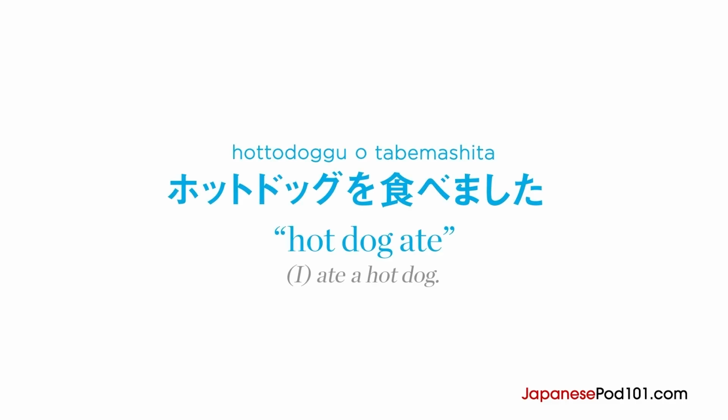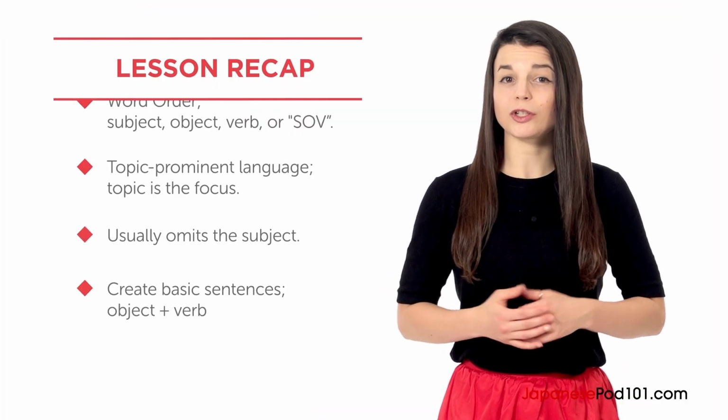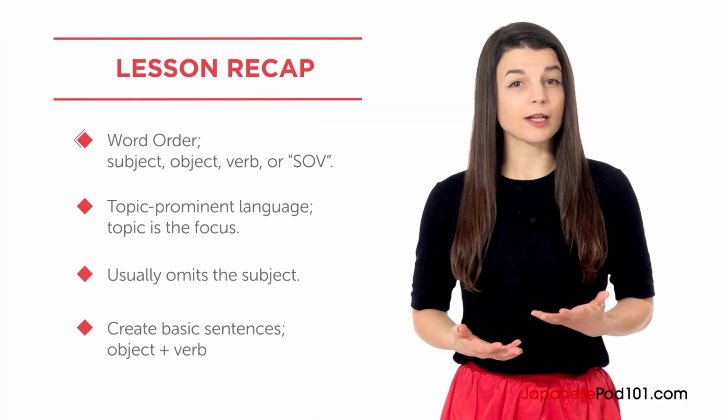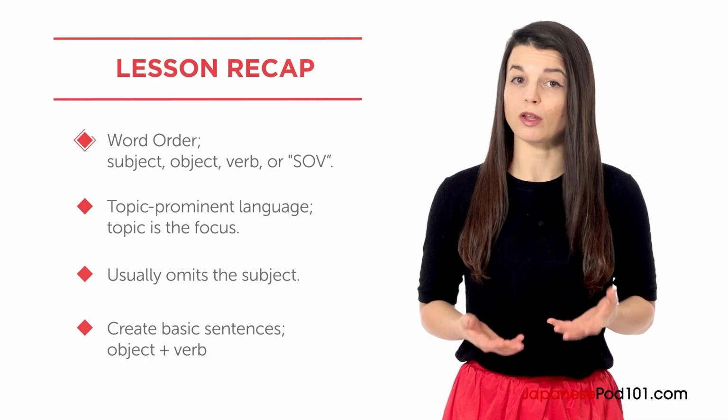ホットドッグを食べました. You can create any basic sentence like this in Japanese if you simply know the word for the object and the verb in Japanese. Well done! Let's wrap up this lesson by recapping what we've learned. In this lesson, you learned that Japanese sentences are formed using a subject-object-verb, or SOV, word order.